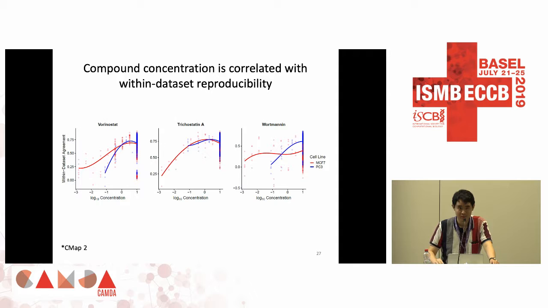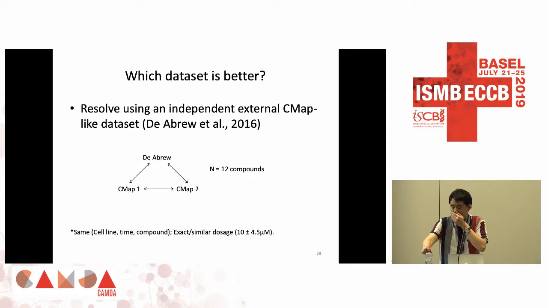And with that, we move on to the final question, which one is better? And I guess everybody's kind of waiting for this one, hopefully. So to try to resolve this whole dilemma about which CMAP is better, we decided to compare them against an independent external CMAP-like dataset generated by Diabru and colleagues. The idea is to use a three-way rank correlation between them of the differential expression profiles, once again making sure that the cell line, time and compound are the same, and exact or similar enough dosages.